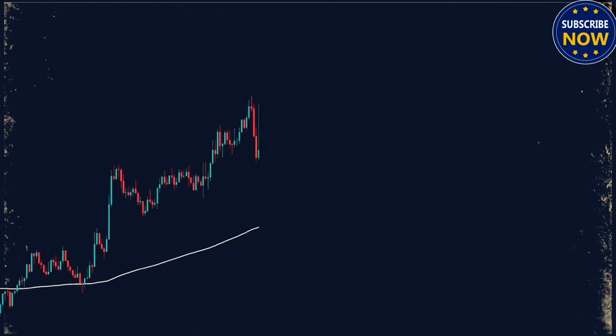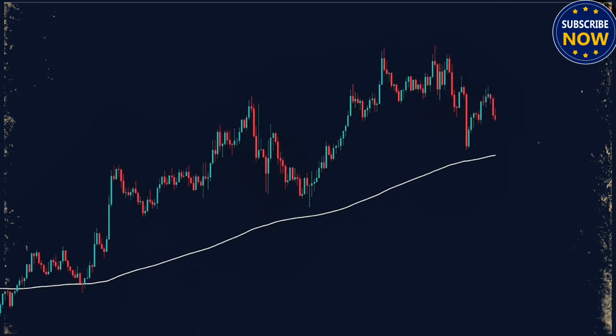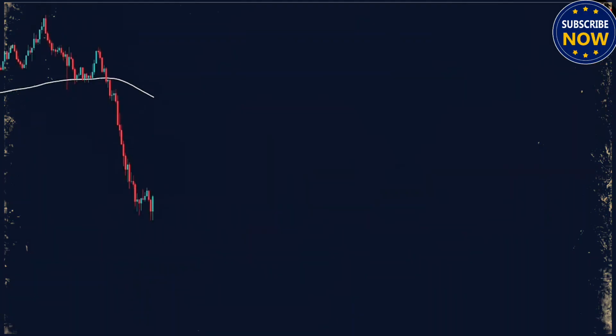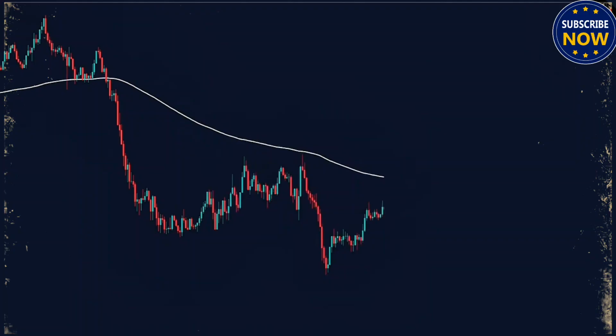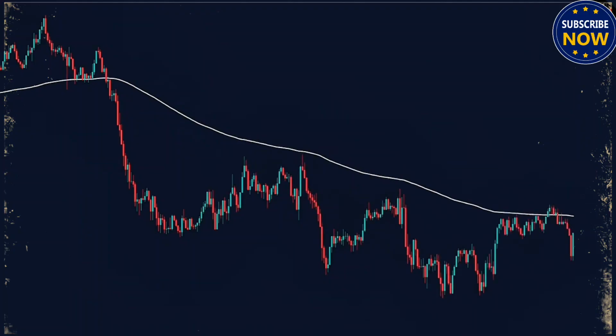Now, here's how we use it. If the price is above the 200 EMA line, we only look for buy or long positions. And if the price is below the 200 EMA, we only look for sell or short positions. This keeps you trading with the trend, not against it. And trust me, that one filter alone will save you from a ton of fake setups.